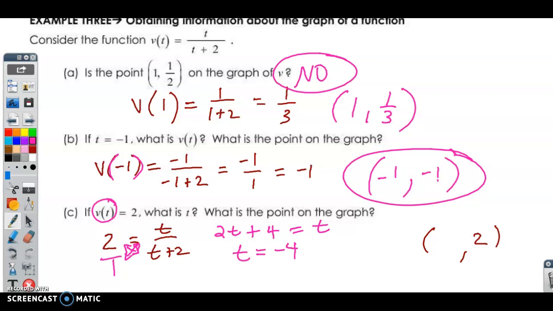It's asking what is the point on the graph. So when t is -4, v of t is 2. There you go. There's your answer.